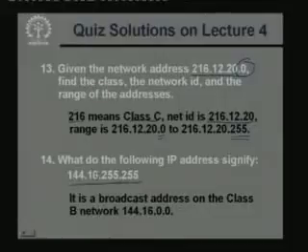What do the following IP addresses signify? Well, 144.16 means a class B address. 255 in the host part means it is a broadcast address. That means this address means you broadcast to all hosts on that particular class B network. This is a directed broadcast address.